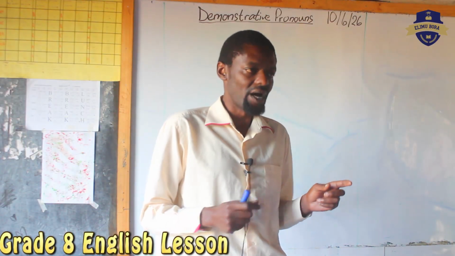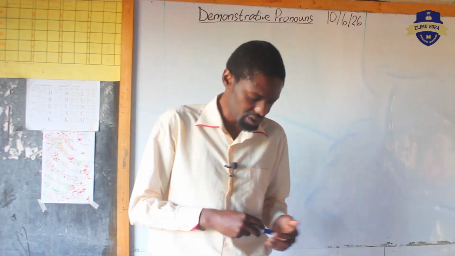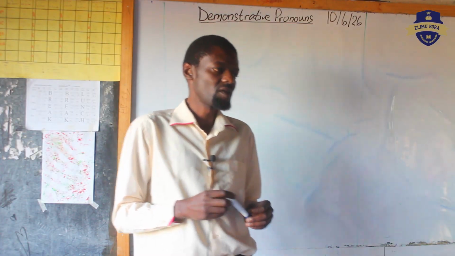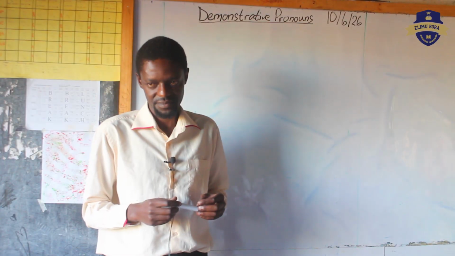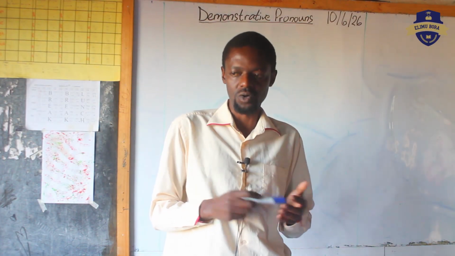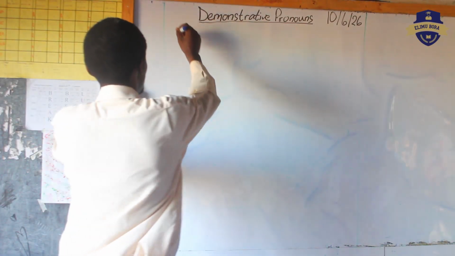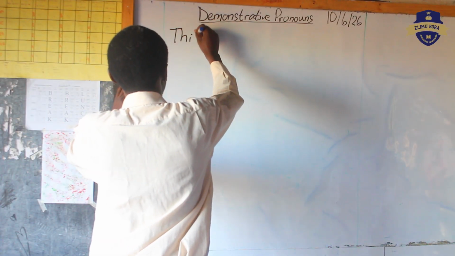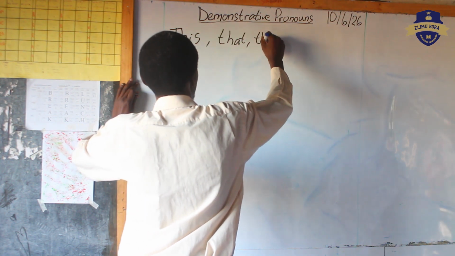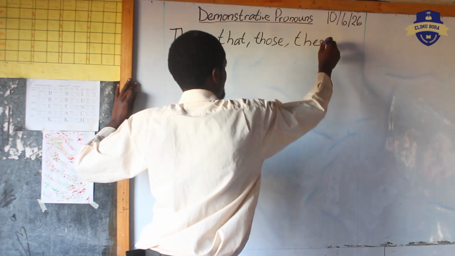Okay? So a demonstrative pronoun, as the word demonstrate indicates, is used to single out or point out a person or an object. Okay? So examples of such pronouns include this, that, we have this, we have that, we have those, and we have these. Okay?